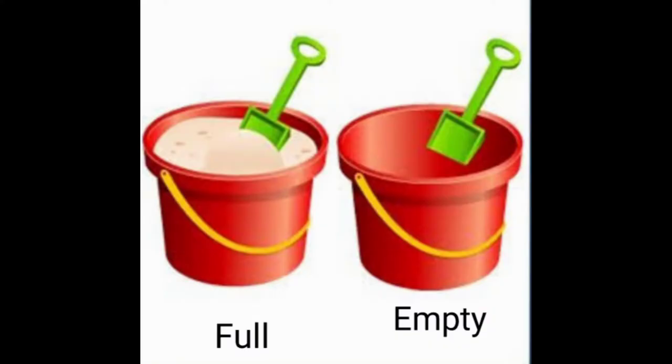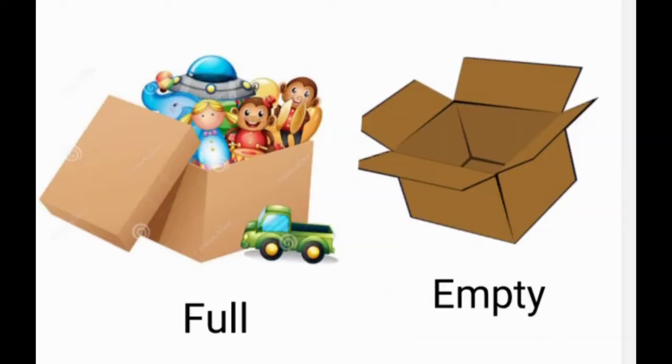Today we will revise that concept with some more examples and through an activity. So are you ready to revise that concept? Here you can see two buckets. This bucket is full of sand and this bucket is empty. Now you can see two boxes. This box is full of toys and this box is empty.